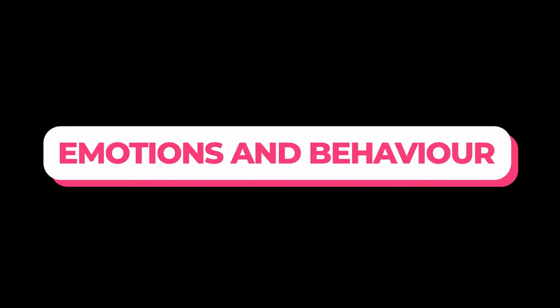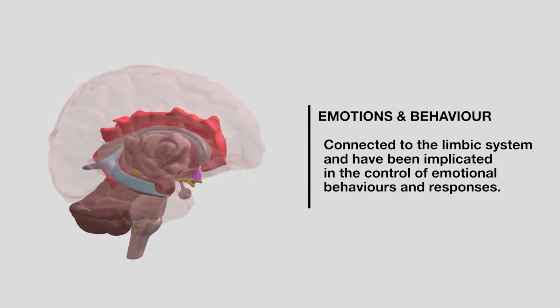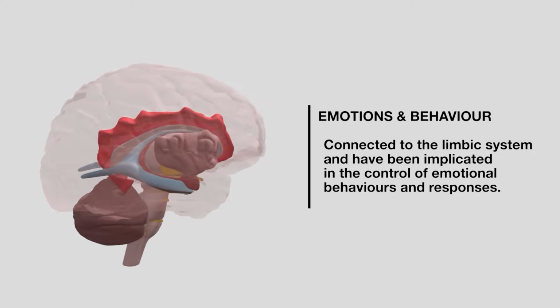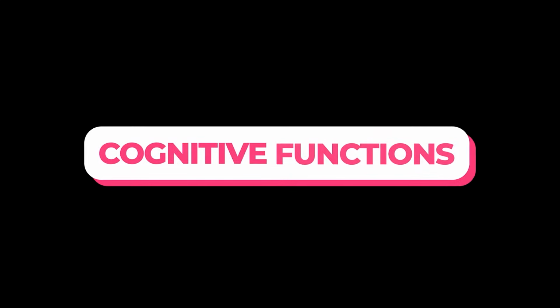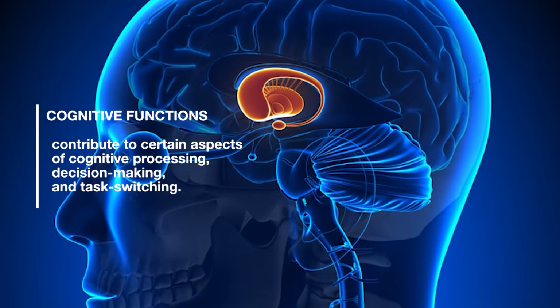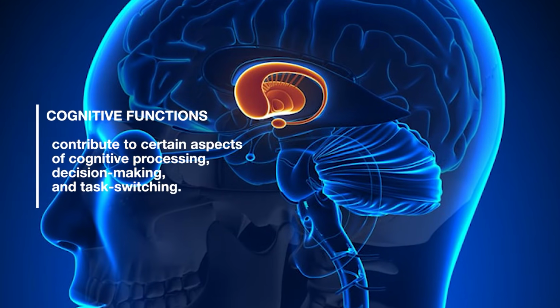Emotions and behavior. The basal ganglia are connected to the limbic system and have been implicated in the control of emotional behaviors and responses. Cognitive functions. They contribute to certain aspects of cognitive processing, decision-making, and task switching.